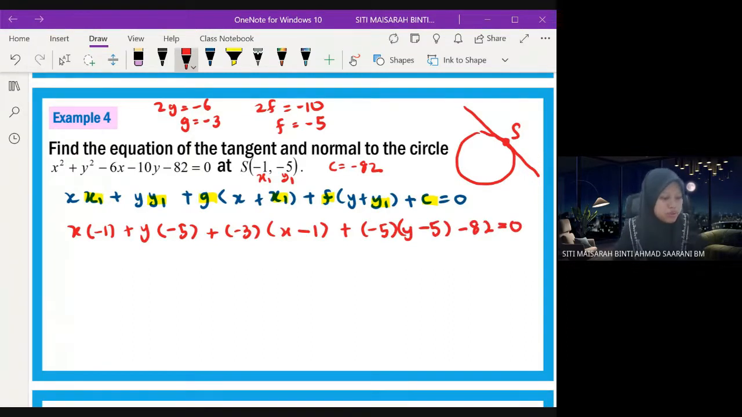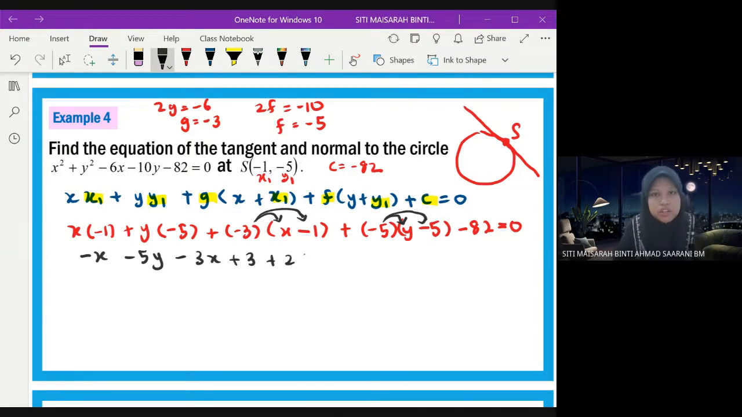So then awak boleh simplify. You can simplify this equation. This becomes minus X minus 5Y. This one you can expand, so you get minus 3X plus 3. This one also you can expand, so you get minus 5Y plus 25 minus 82 is equal to 0.